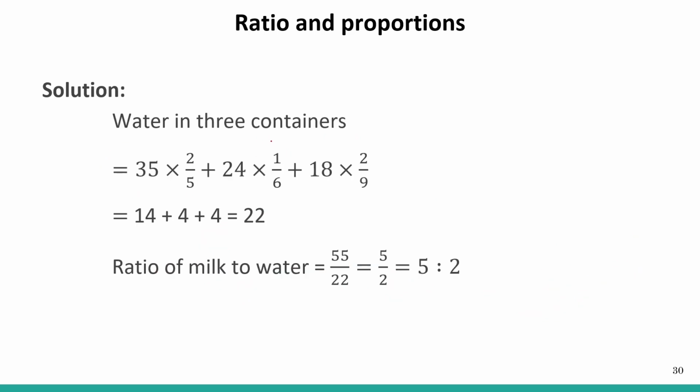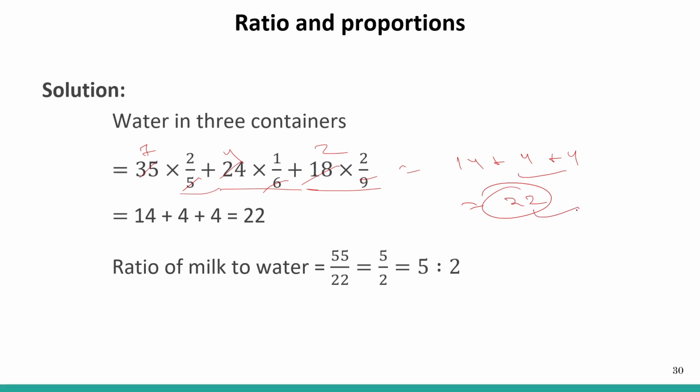So water in 3 containers is equal to what? 35 into 2 by 5, 24 into 1 by 6, 18 into 2 by 9. So 7 comes here, 4 comes here and 2 comes here. 7 into 2 is equal to 14, plus 4 into 1 is equal to 4, plus 2 into 2 is equal to 4. So this is 8 plus 14 is equal to 22. So 22 is the answer. That is the water in 3 containers.